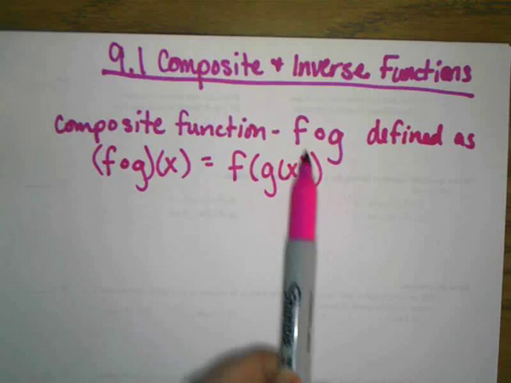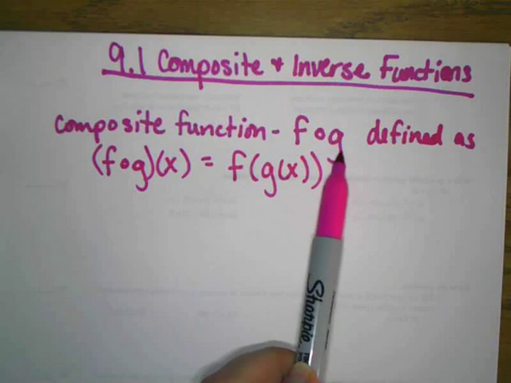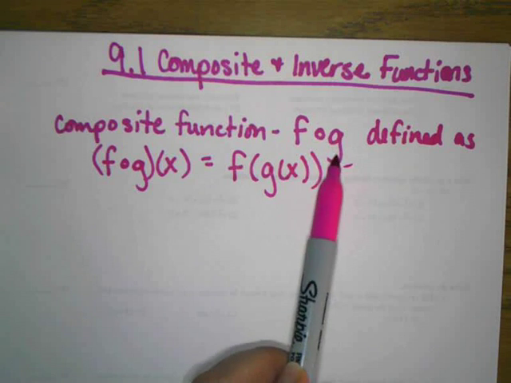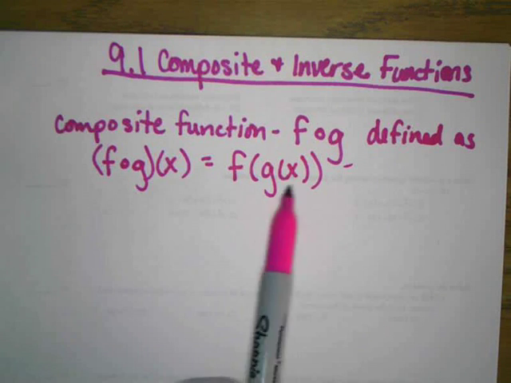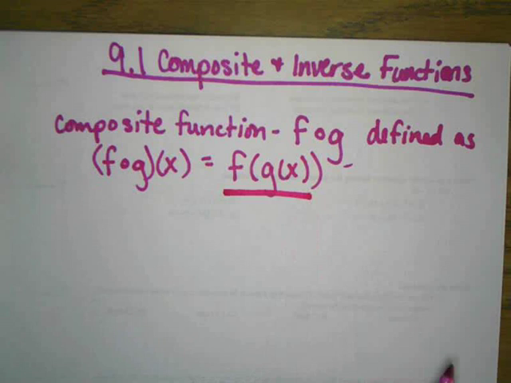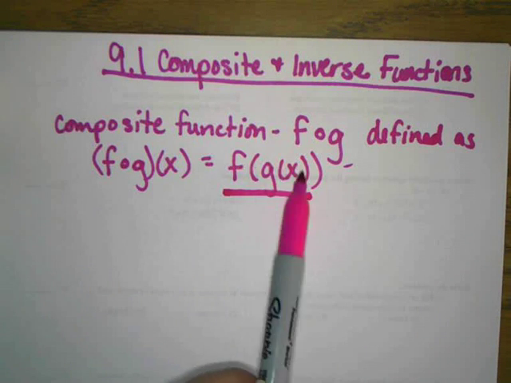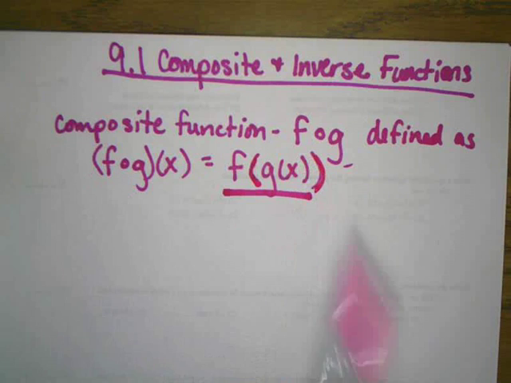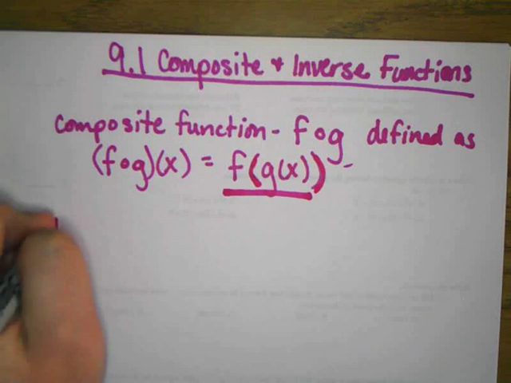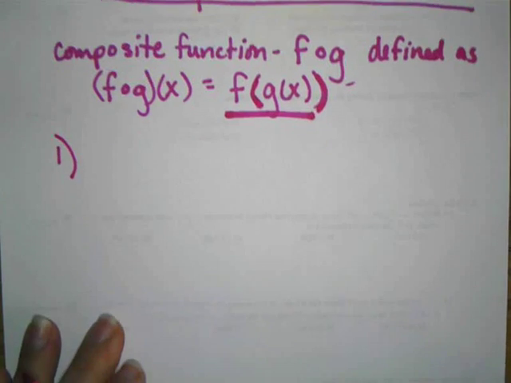So basically, if you have f open circle g, you input the g function in place of x in the f. So this is my favorite way to write it, because this says the g function is put inside of the f. So that's what I prefer. So let's look at an example.